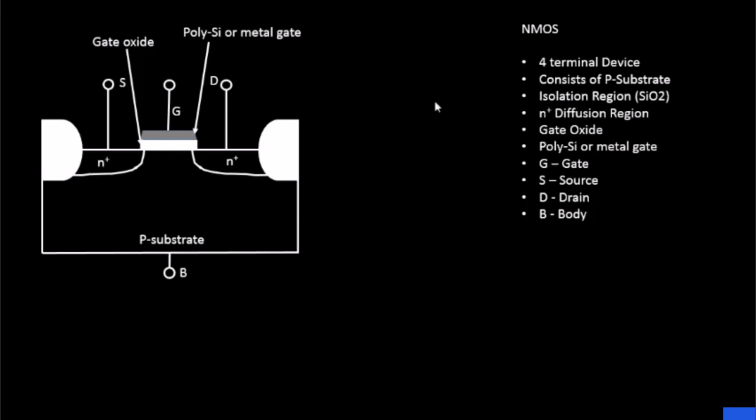Since I'm running out of time, let me stop over here. In the next video, we'll be connecting the source, gate, and drain to some potentials, and we'll be looking into some electrical behavior of this particular MOSFET. So let us stop over here, and let us continue from that point in the next video.